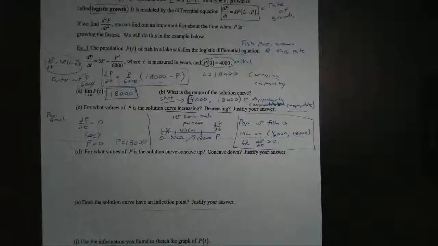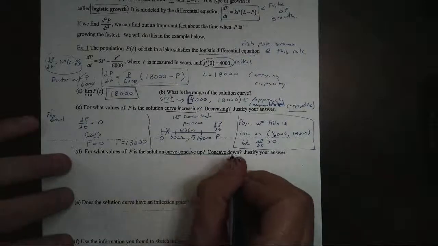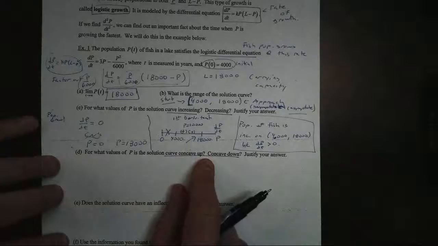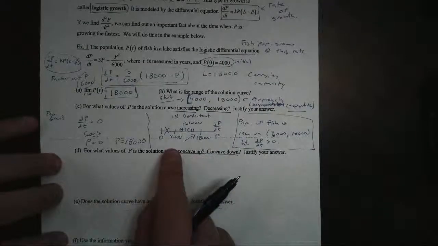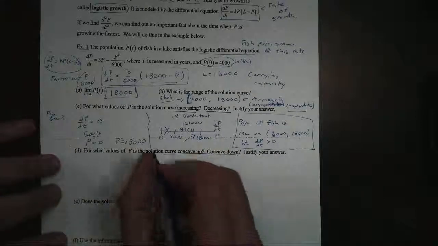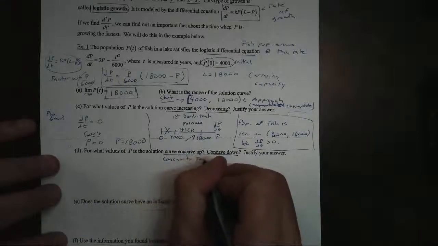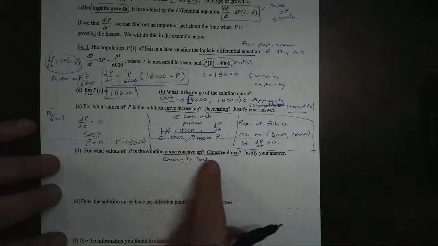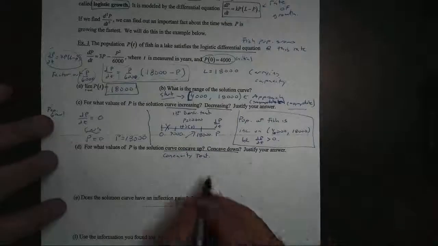Now, part D, where is the curve concave up or concave down? So they're really looking for a point of inflection here. In this case, where does the population go from increasing at an increasing rate to increasing at a decreasing rate? So we need our concavity test. Be careful, don't confuse this with the second derivative test. If you need to go back, look at my earlier videos to know the difference between the first derivative, concavity, and the second derivative test.